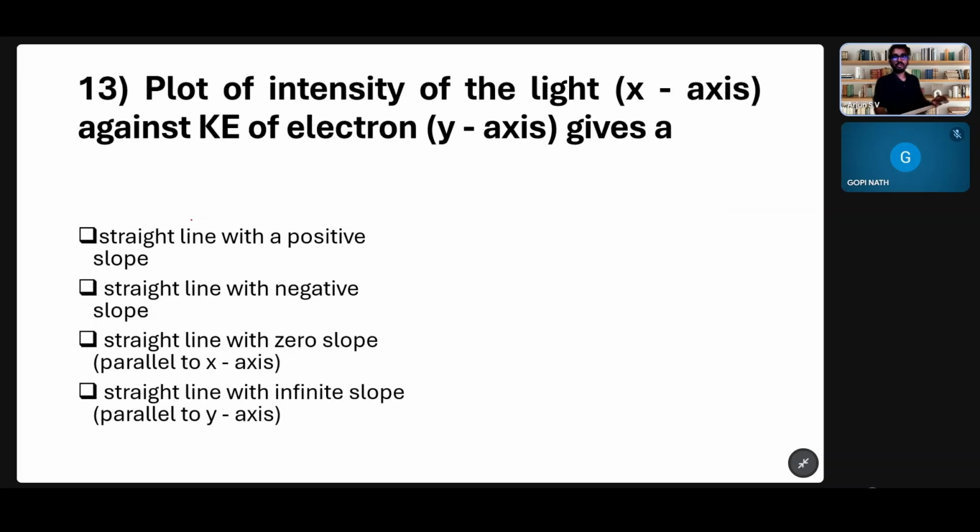But what about the plot of intensity of light against the kinetic energy of the electron? In this case, this will be a straight line with zero slope, which is parallel to the x-axis. So regardless of how much energy is emitted, your kinetic energy will be constant.